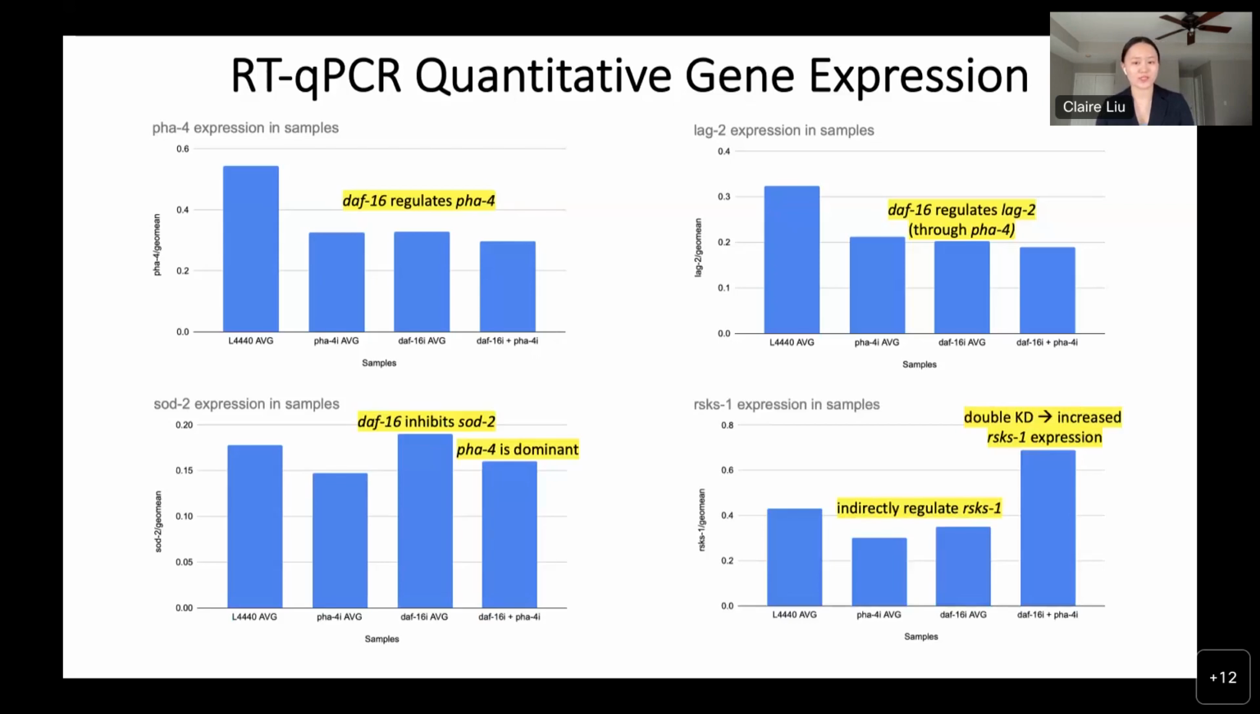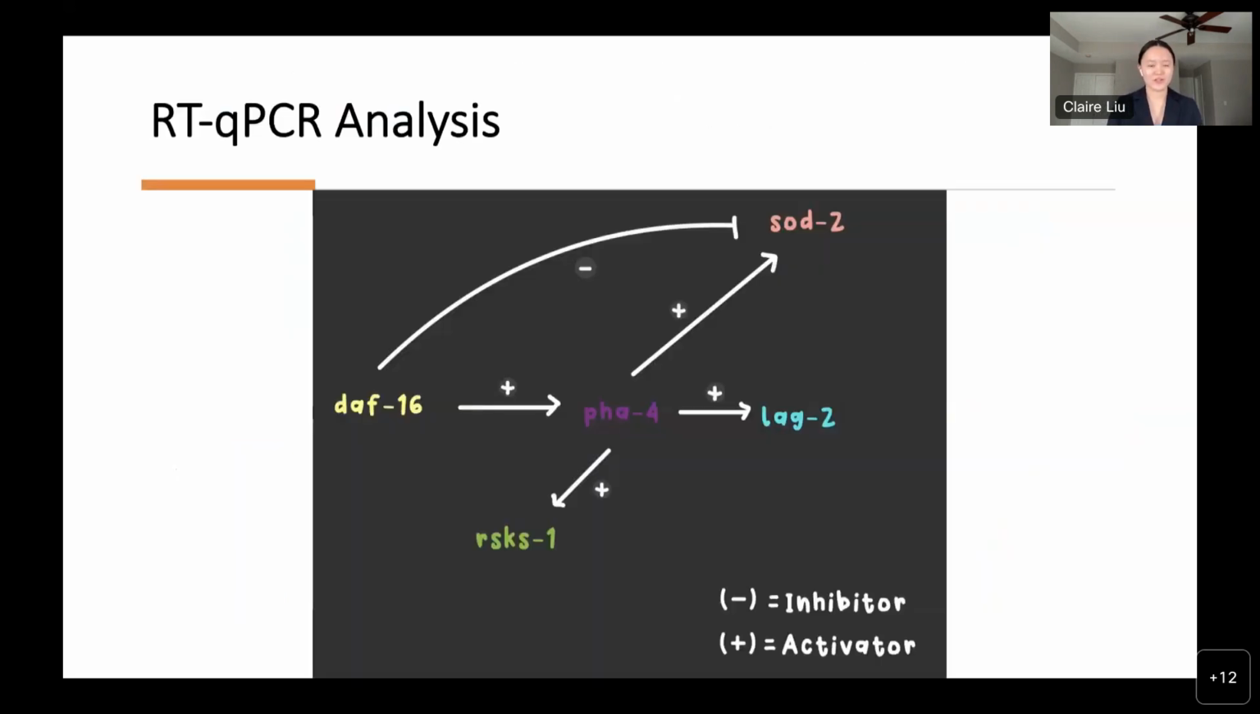And lastly, with RSKS1, we also had a surprising result where individual knockdown of FOF4 and DAF16 decreased RSKS1 expression. However, the double knockdown increased its expression. And this is definitely something that I would like to investigate further. From this data, I was able to draw a possible signaling pathway involving these genes of interest.